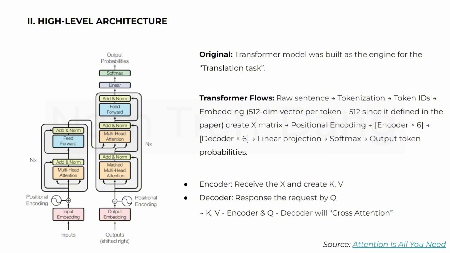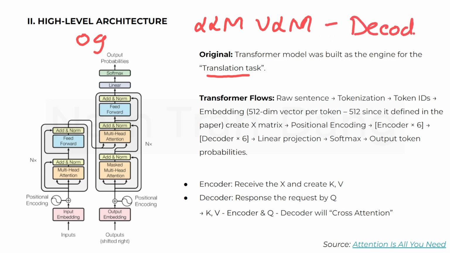Now we move to the high-level architecture. The original transformer model was built as the engine for a translation task. And as you can see, this is the OG architecture of it. We need to set a clear boundary and not confuse ourselves, because this is the original architecture. But the current latest AI models like LLMs or VLMs use a decoder-only architecture. And we will discuss this later.